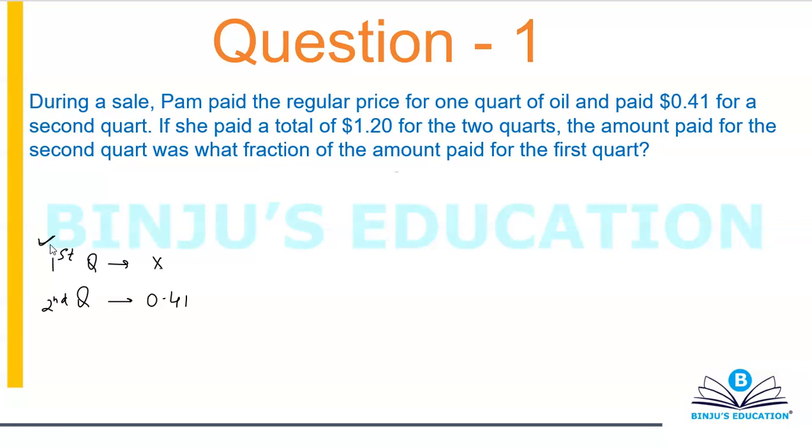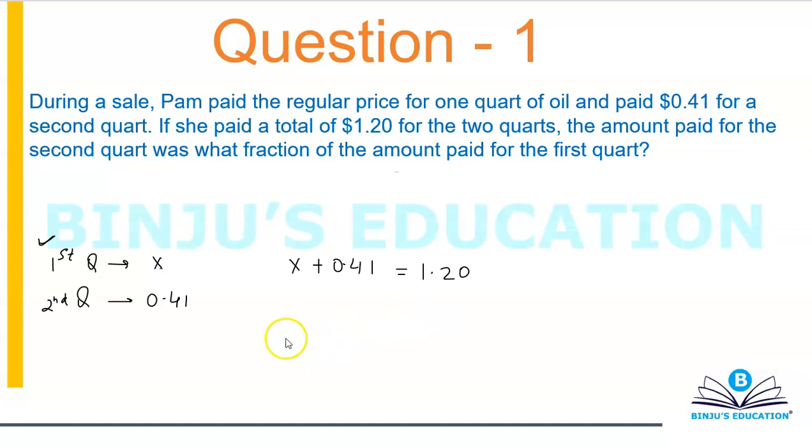If she paid a total of $1.20 for 2 quarts, I'm going to stop here. Okay, another important piece of information, which means I can say that x plus $0.41 will be equal to $1.20, because she paid a total price for 2 quarts. Sum is 1.20. She paid x for the first one, 0.41 for the second one. So x plus 0.41 is 1.20.